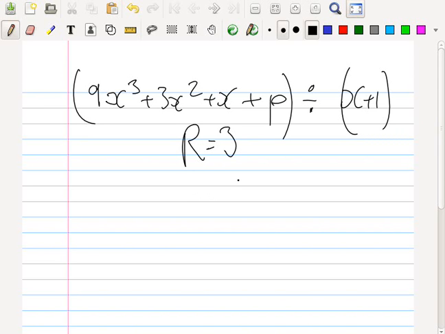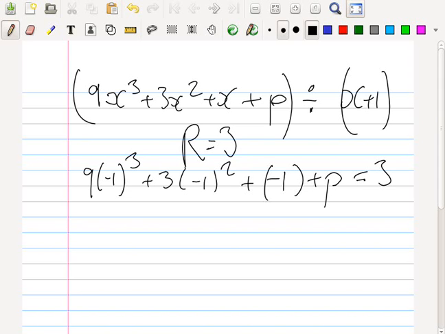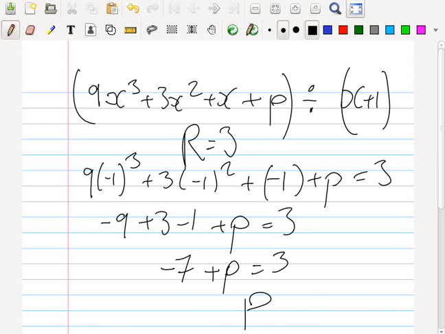It's fine. Right, so if I put in x is minus 1, 9 times minus 1 cubed plus 3 times minus 1 squared plus minus 1 plus p equals 3. So that is minus 9 plus 3 minus 1 plus p equals 3. So this would be minus 9 minus 1 is minus 10 plus 3 is minus 7 plus p equals 3. Yeah, so p should be 10, but I think the answer is wrong at the back, yeah? Yeah, so it should be 10 at the back, right?